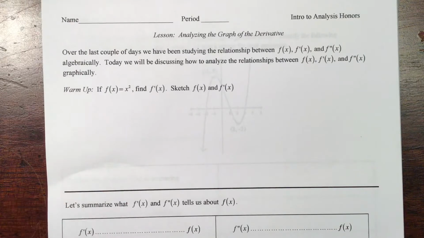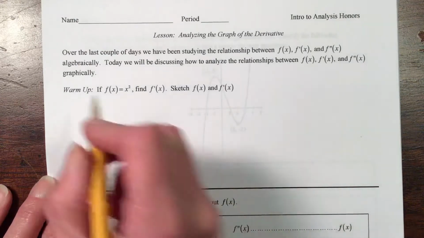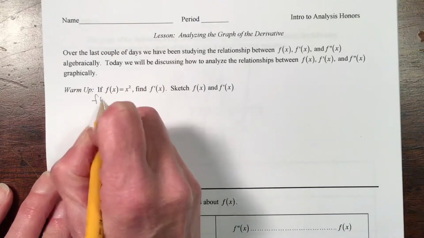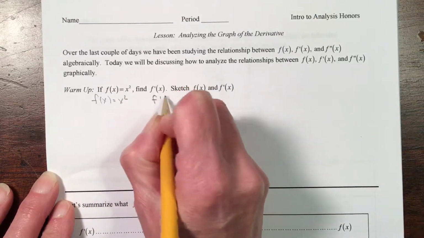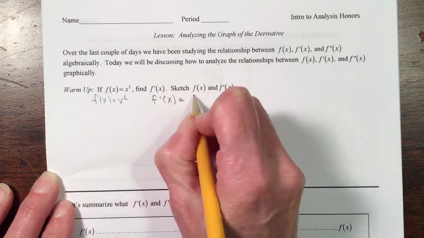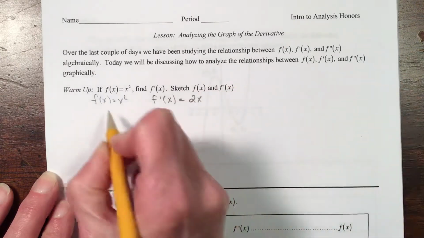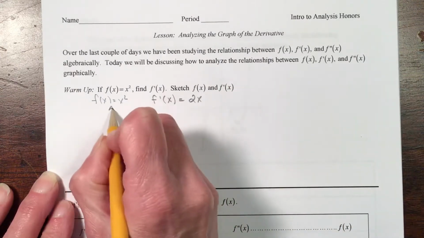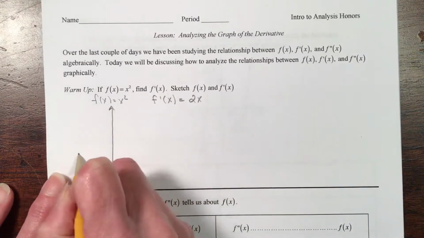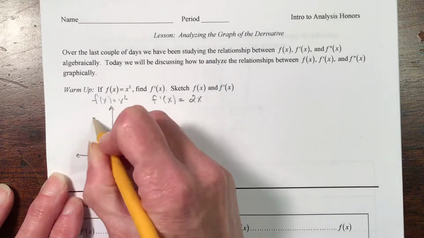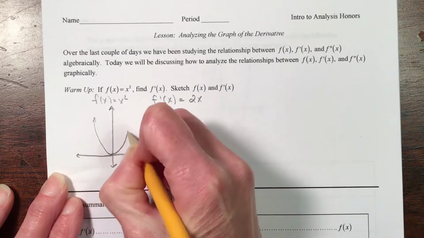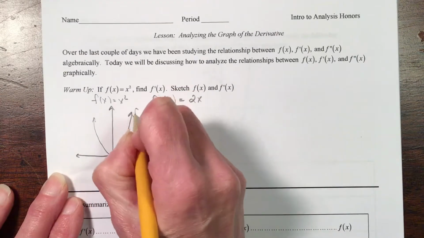If f of x equals x squared, find f prime of x. And I want to sketch both f of x and f prime of x. So if f of x equals x squared, I know f prime of x is going to equal 2x. And I can sketch x squared really quickly. By sketch, I mean simply this. There's my x squared function. Okay, we all know that.